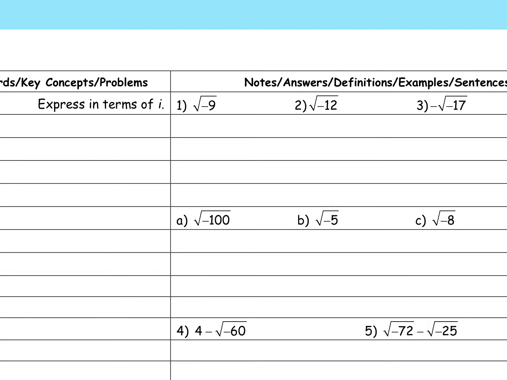Well, I'm going to kind of work through this thought-wise first so you can see how it works. So I can rewrite this as the square root of -1 times 9, right? Is everyone okay with that?